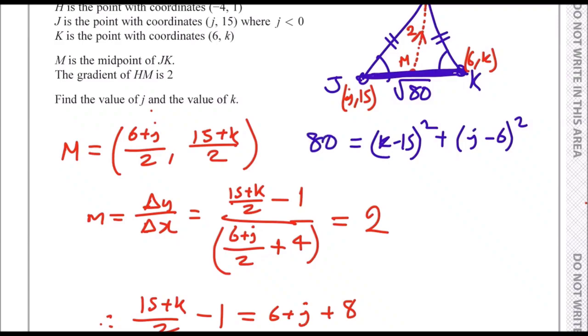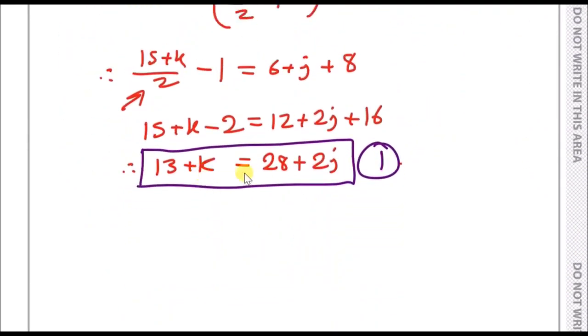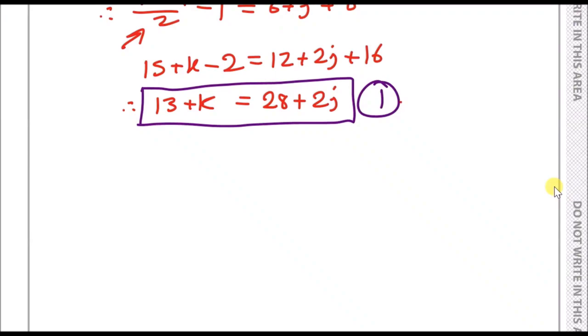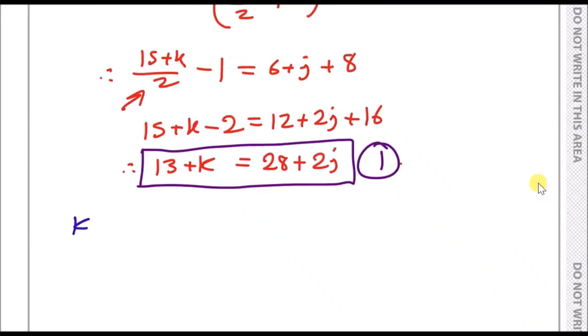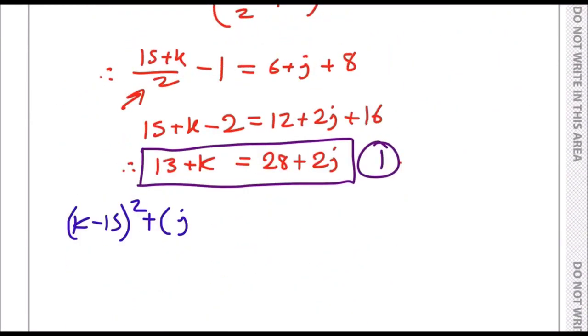Now guys, I wouldn't recommend expanding this, and there's a reason why. Because if you do it, you're going to have two quadratic equations and it's going to look kind of messy. What I would recommend instead is make, let's say, k the subject here, and substitute that into this equation and then expand it. And that way you're going to have an equation in terms of j only. So let's just copy this down here for a second because it's quite a big question. So it's going to be k minus 15 squared plus j minus 6 squared equals 80.